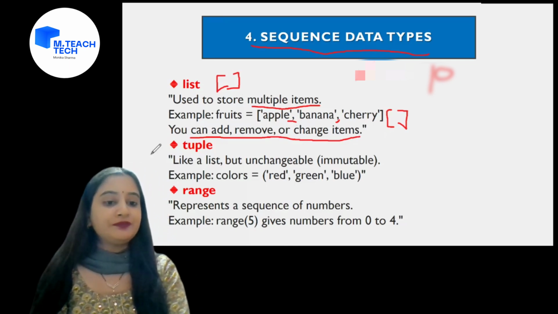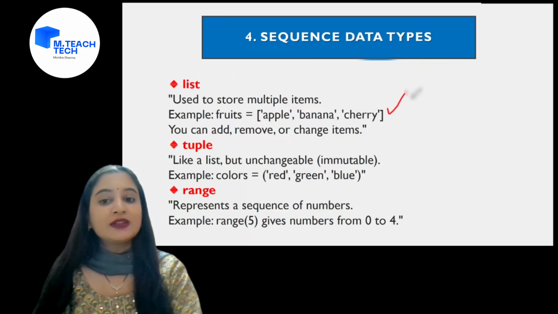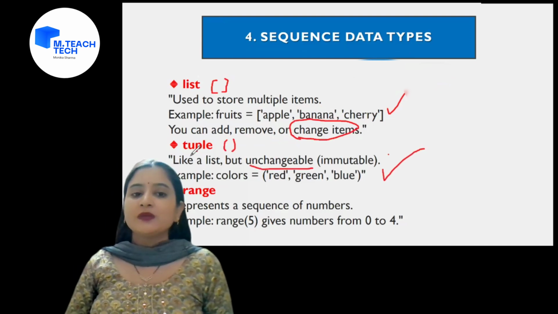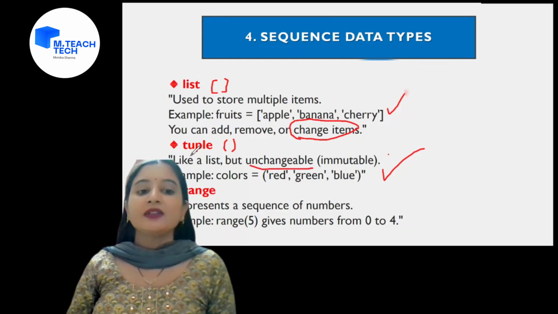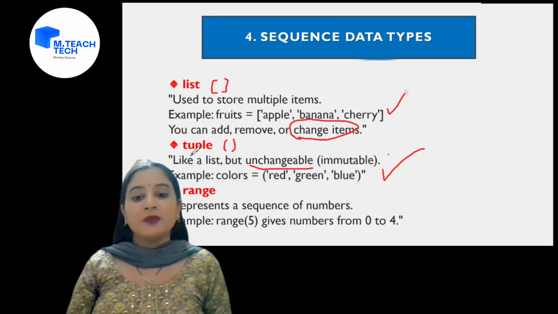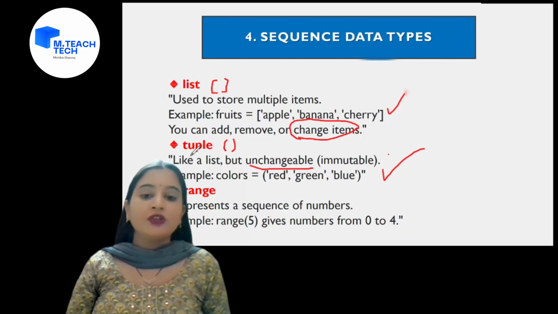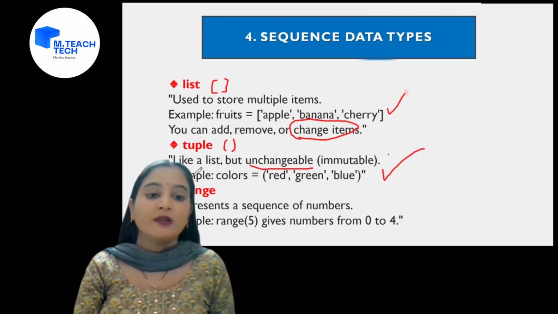Next is tuple. So you can see list is using square brackets and tuple is using parenthesis. So what is the difference between list and tuple? We are using square bracket in list and we are using parenthesis in tuple. List is mutable and tuple is immutable. Mutable means we can make changes and immutable means we can't make changes. It is unchangeable, okay?